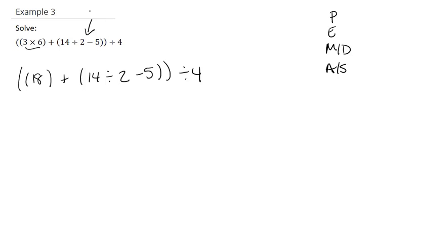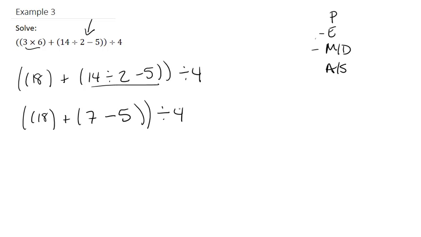Now, for this, we would need to first look at this and see which ones we need to do first. And going back to our list, we don't have any exponents, but we do have a division problem. So we would need to first go 14 divided by 2. So let's go do that. So 14 divided by 2 is 7. And then we have minus 5. And then we have that divide by 4.